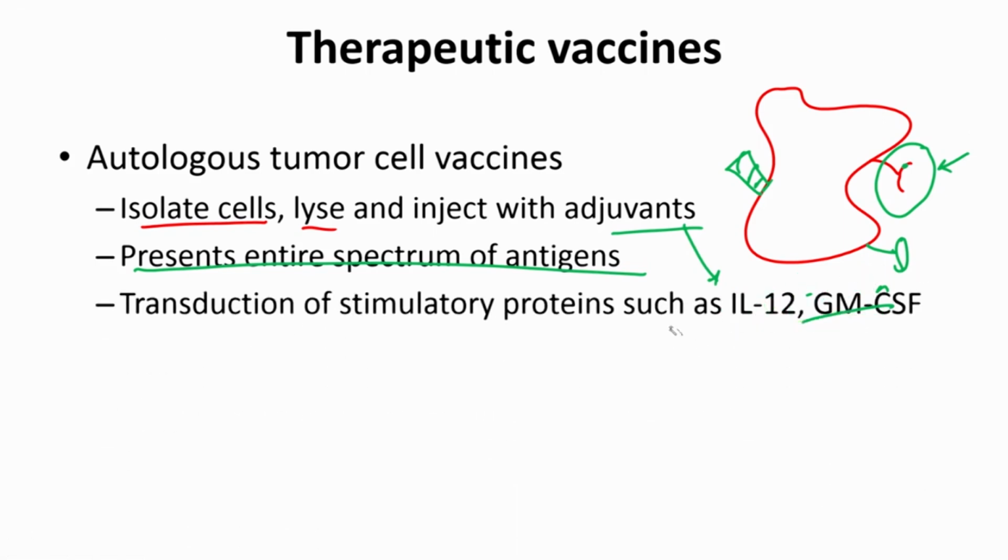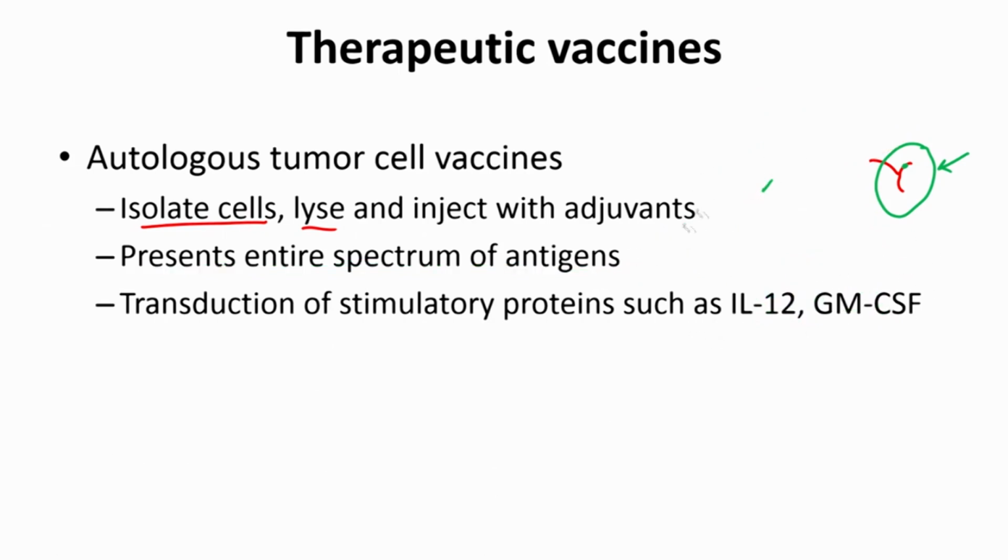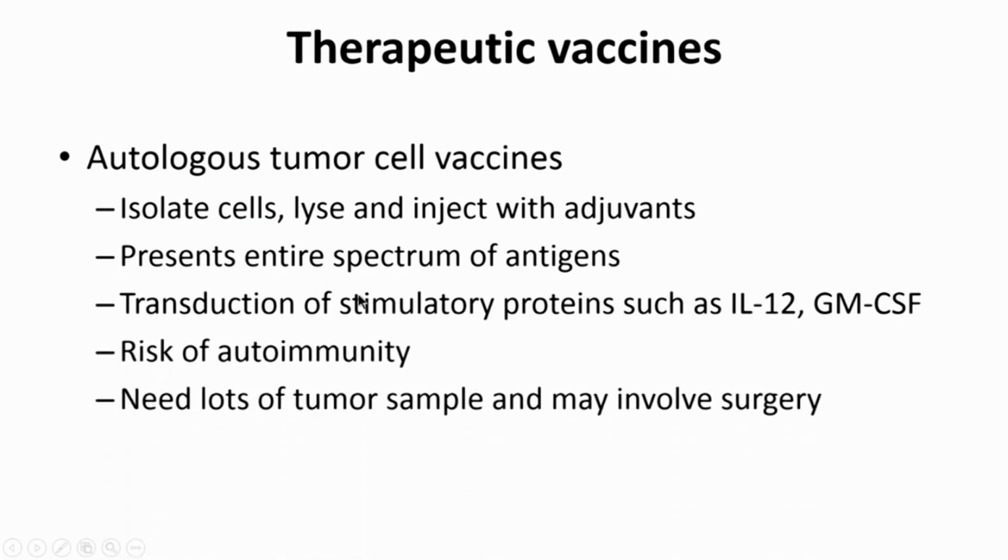This also, as I said, causes transduction of stimulatory proteins such as IL-12 and GM-CSF. So, because of all that you will have a much better response. The innate immunity has kicked in a much better way. However, there is some risk of autoimmunity now because, as I said, you are taking the whole lysate, adding it with adjuvants, and putting it back in the body.